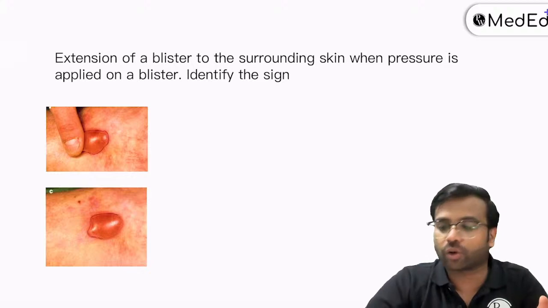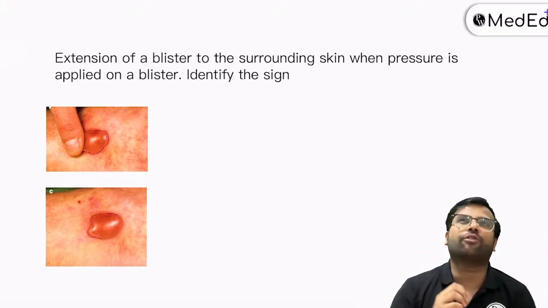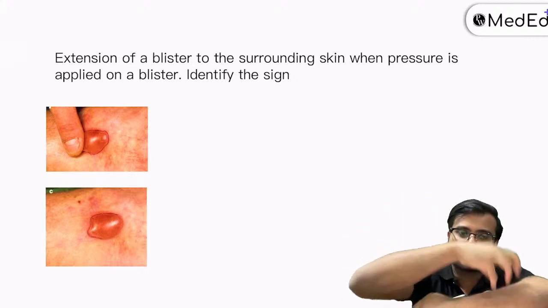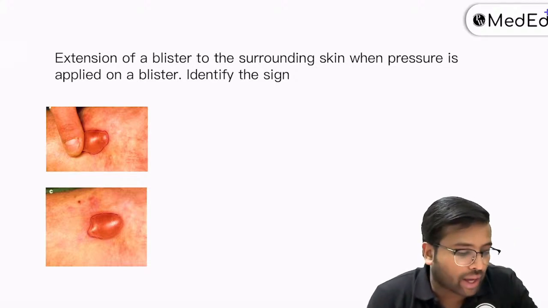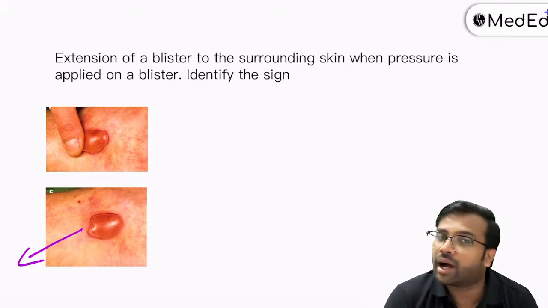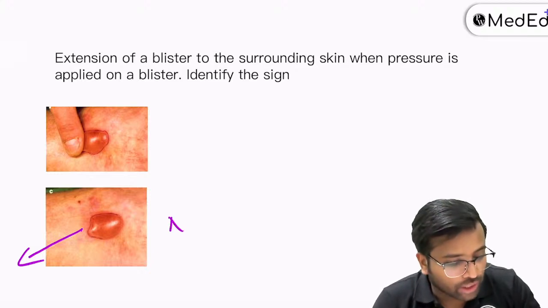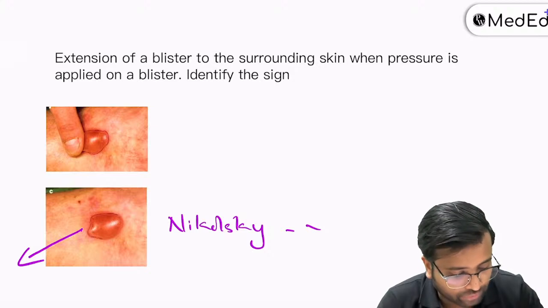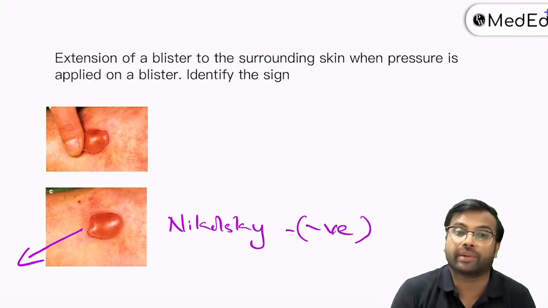Now imagine that there is a patient who has come to you with a very tense bulla. Okay, very strong and a very tense bulla. And this bulla is not breaking easily. So if I apply a tangential pressure over the normal skin here, nothing is happening. The bulla is the same. So here Nikolsky is negative. So here Nikolsky is going to be negative.